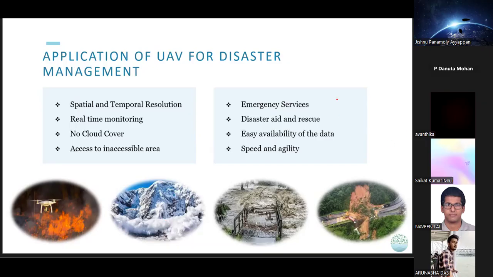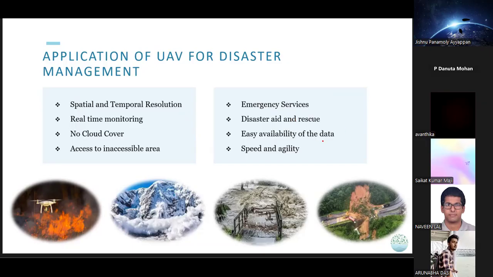Then comes the emergency services. During a time of disaster, there might be people stranded in locations where others cannot physically go to help them. So we can even provide first aid. That is, we can provide disaster aid and rescue also.